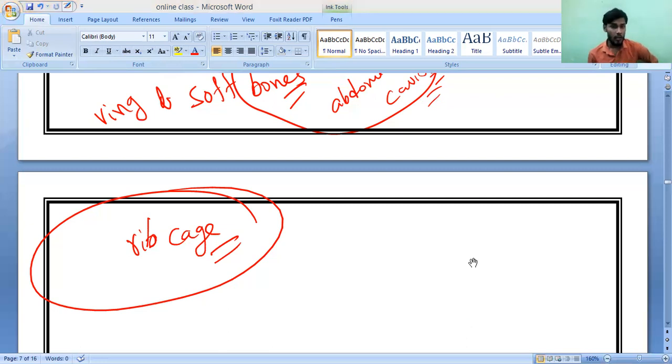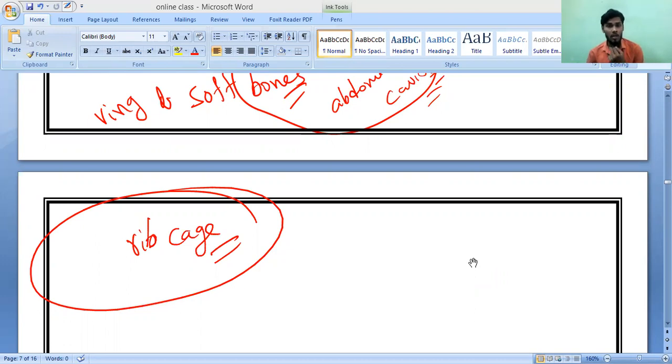Understand? So if you observe here, as we know the lungs are enclosed in a rib cage, which is made up of what? The rib cage is made up of ribs only, correct? Ribs only. But in this diagram they are not showing the rib cage; they have kept only the lungs.